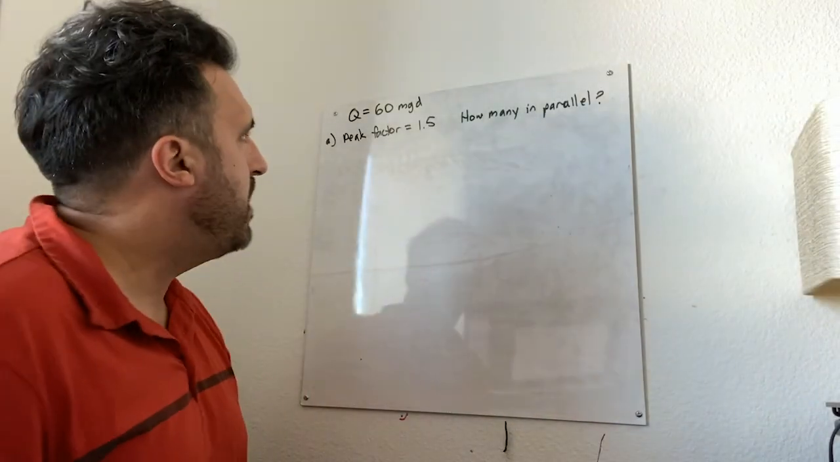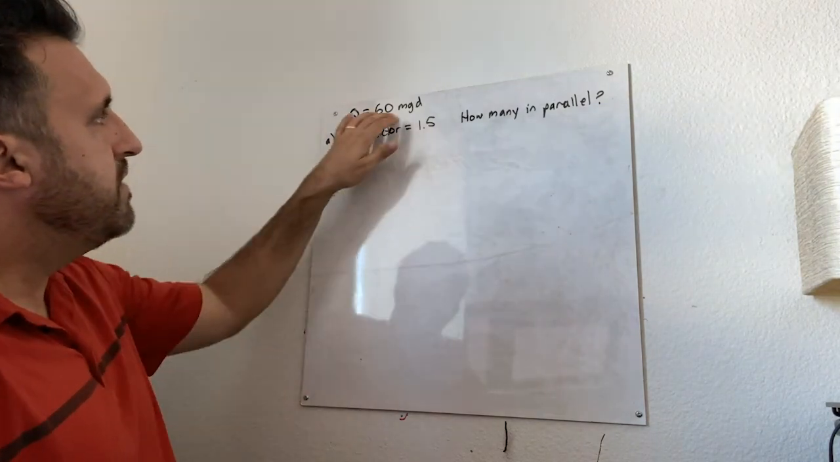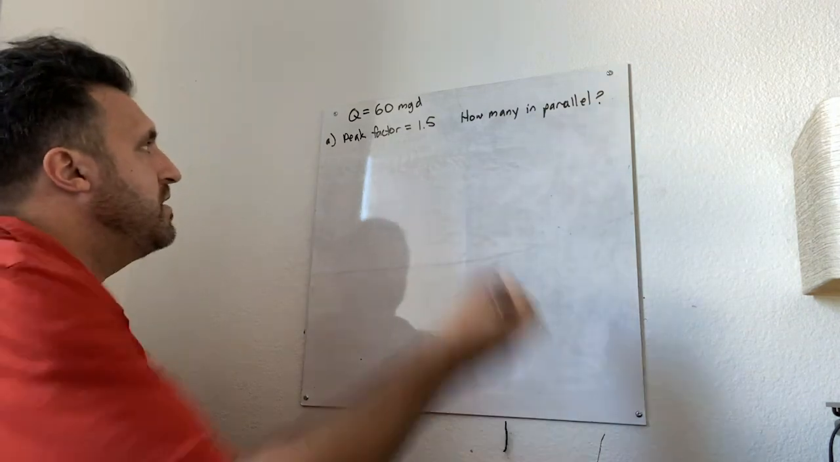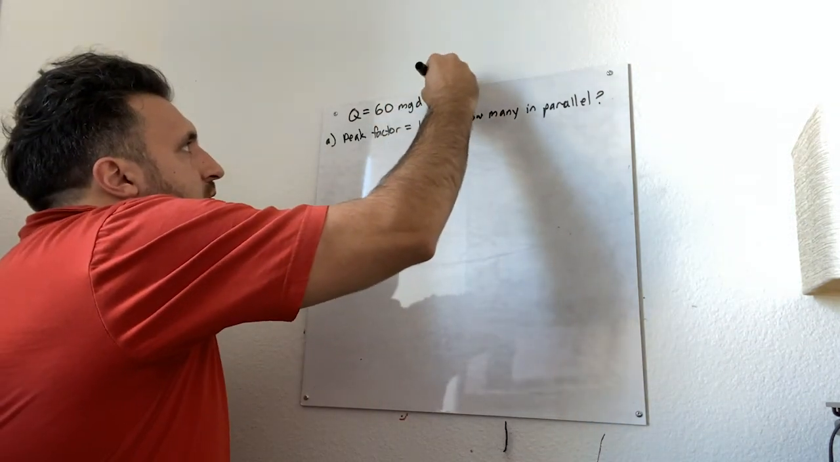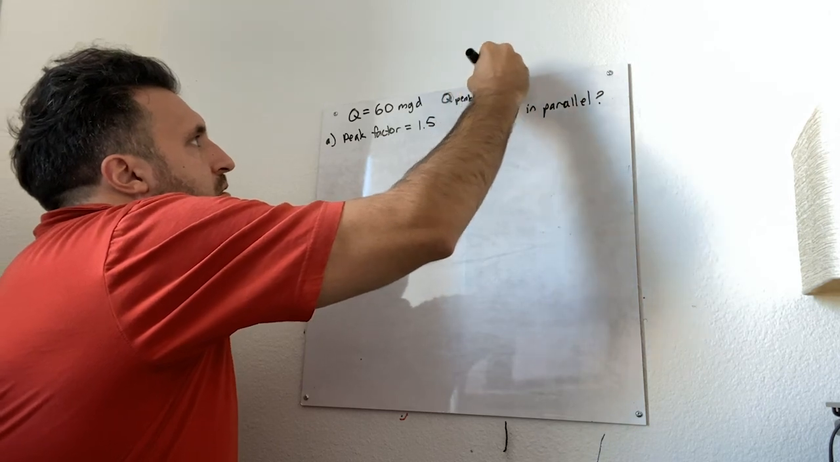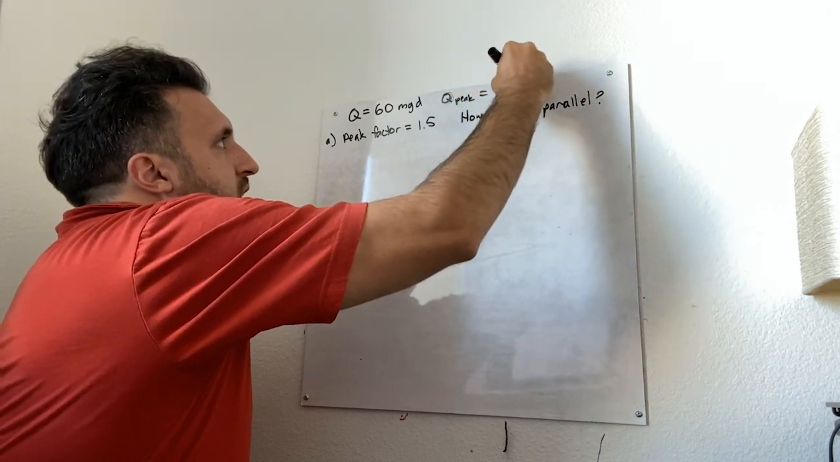Alright, so this is a design problem, and we've got a flow rate of 60 million gallons per day with a peaking factor of 1.5. So that means that the peak flow will be 90 million gallons per day.